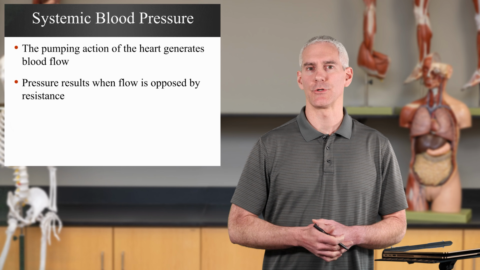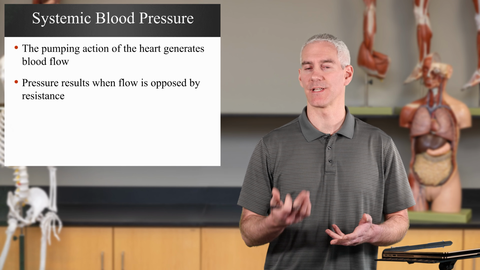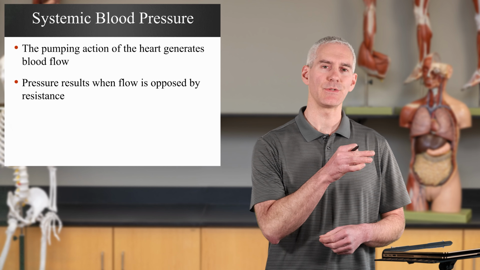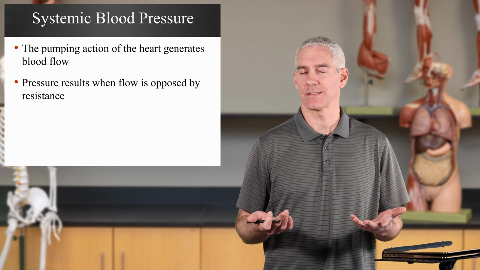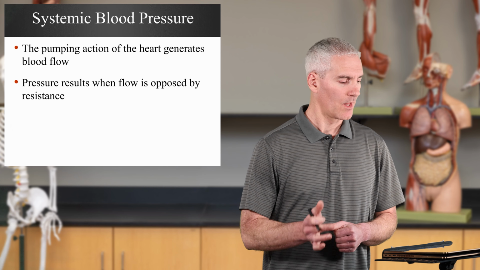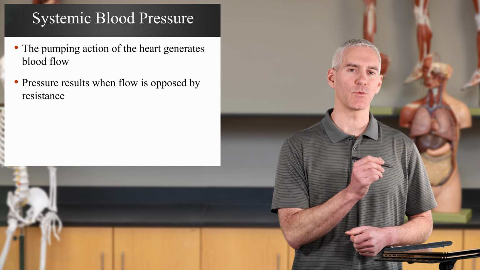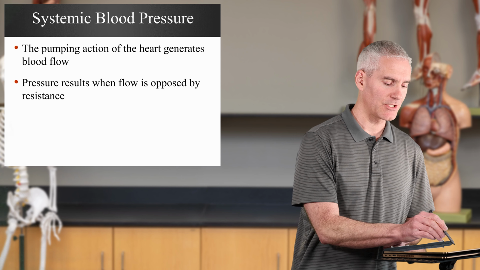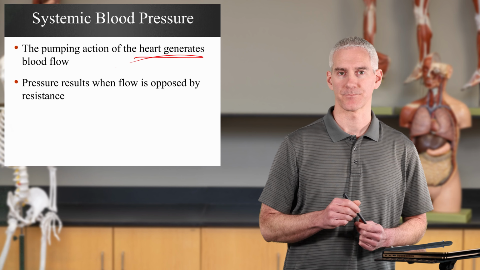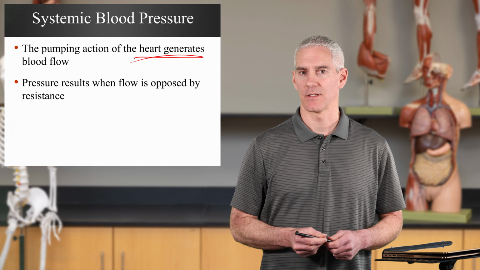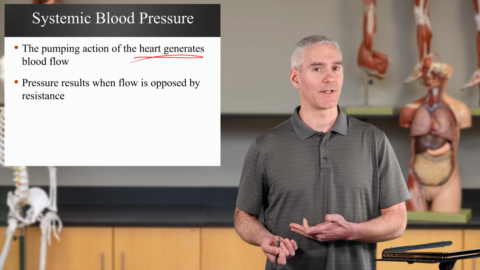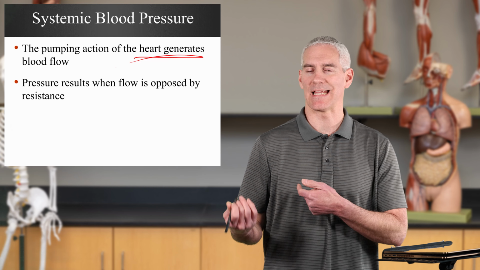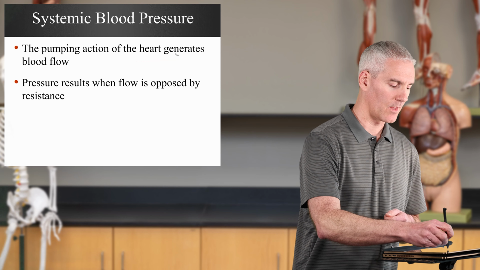Now that we've gone through blood pressure, blood flow, and resistance, we can start getting into the systemic blood pressure itself. How it's generated, what it is, and where it comes from. So first off, the actual arterial pressure is generated by the heart. The left ventricle is what will generate the systemic blood pressure. The right ventricle is what would generate the pressure in the pulmonary circuit.